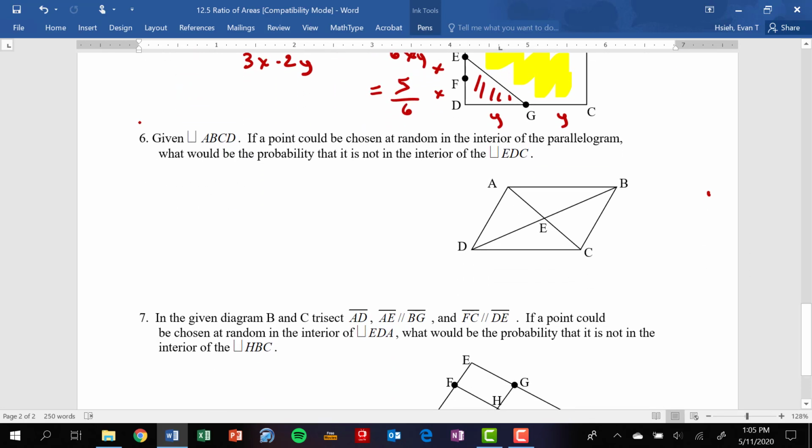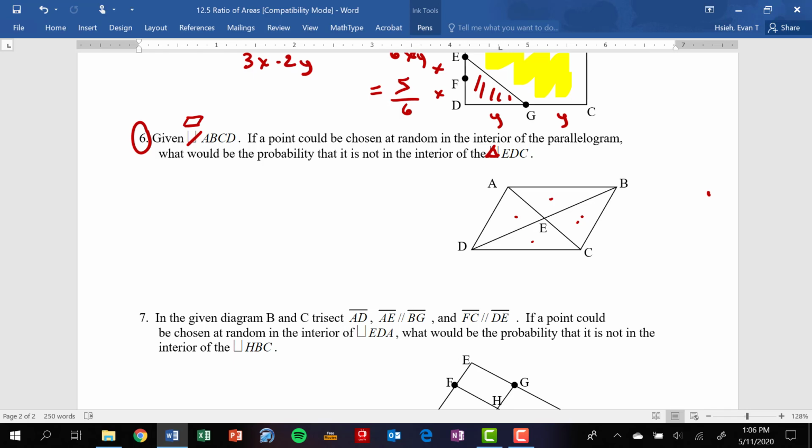And we'll do one more problem here. This is a very common type of problem. This is supposed to be the parallelogram symbol. So parallelogram ABCD, if a point is chosen at random, what's the probability that it's not in the interior of triangle EDC? And so what I kind of need to do is just identify how these areas are compared to each other.